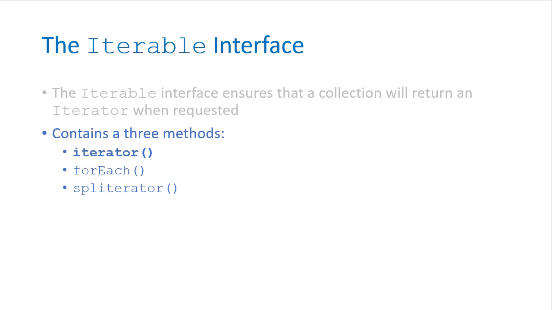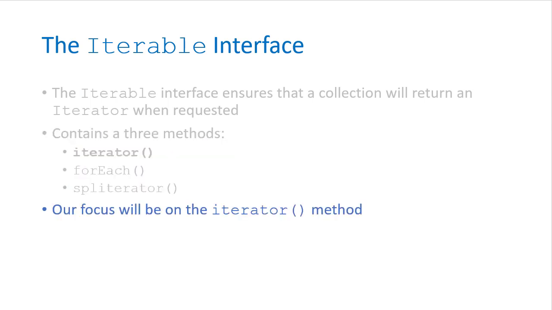So the Iterable interface has three methods in it: iterator, forEach, and spliterator. And we're actually going to be focused more on the iterator method. Don't worry about the other methods for now. If you're interested in those, there's really good documentation out there for those.